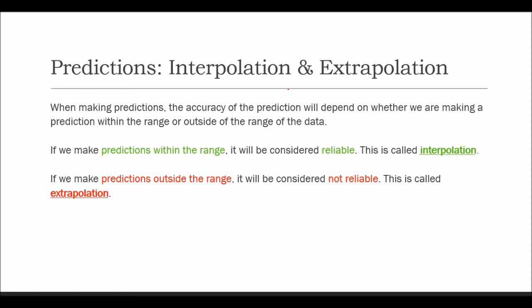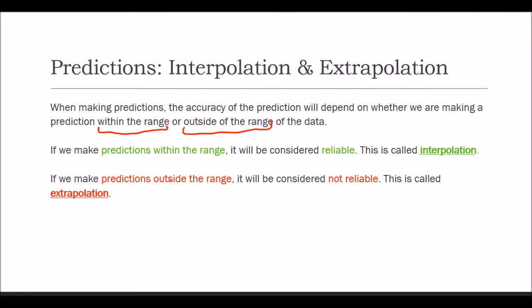Alright, let's go into the last part of these notes. So we're going to look at predictions with interpolation and extrapolation. Okay, when you're making a prediction, the accuracy is going to depend on whether you're making a prediction within the range or outside of the range. So these are the two things you've got to think about. If you make a prediction, is it within the data or is it outside of the data?